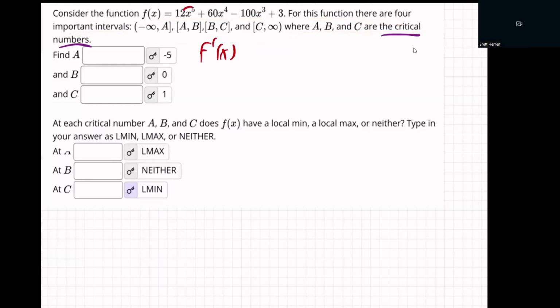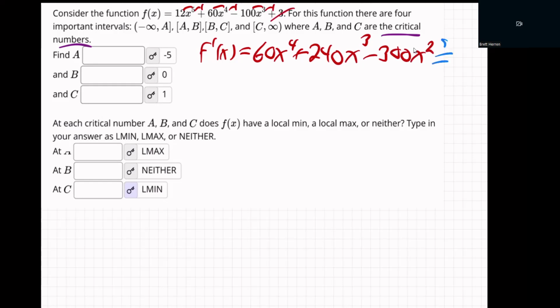The 5 comes down. That'll be 60x to the fourth if you subtract 1 from the power. The 4 comes down, 240, subtract 1 from the power, x to the third. The 3 comes down, minus 300, subtract 1 from the power, x squared, and the 3 is just 0. So there's the derivative, and we want to set it equal to 0 because we want to find out where the derivative is 0. Those are the critical points.